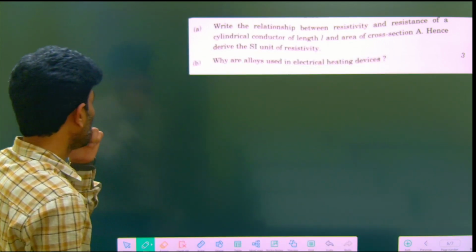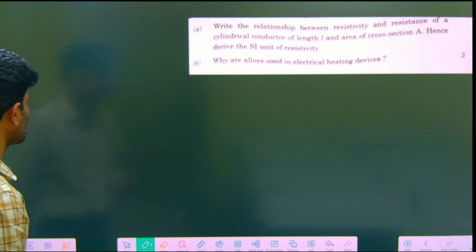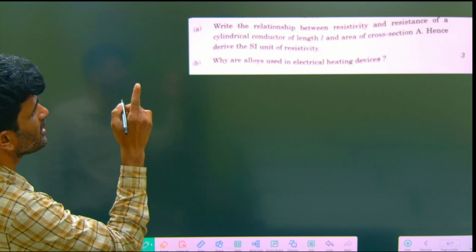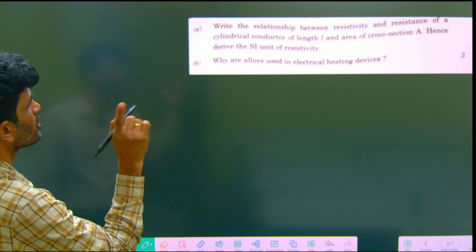And the next question: write the relationship between resistivity and resistance. This is also a 3 marks question. Here you have to write the relationship between resistivity and resistance for a cylindrical conductor of length L and area of cross section A.